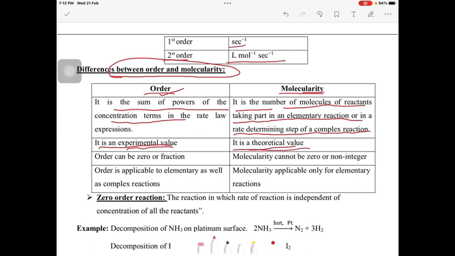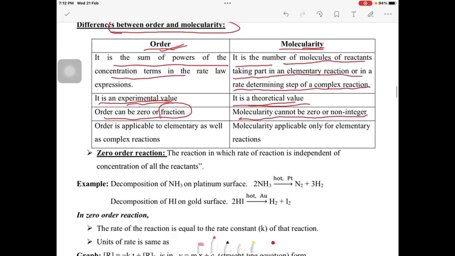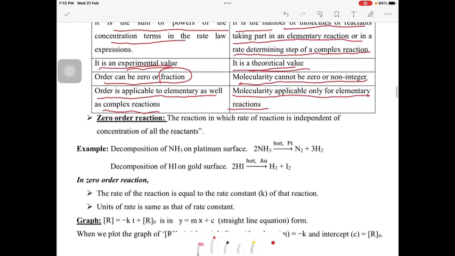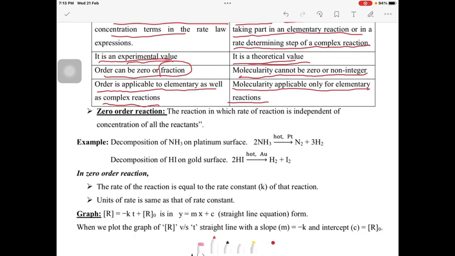Molecularity is a theoretical value. Order can be 0 or a fraction, but molecularity cannot be 0 or non-integer. Order is applicable to elementary as well as complex reactions. Molecularity is applicable only for elementary reactions. Okay, one by one we'll discuss.